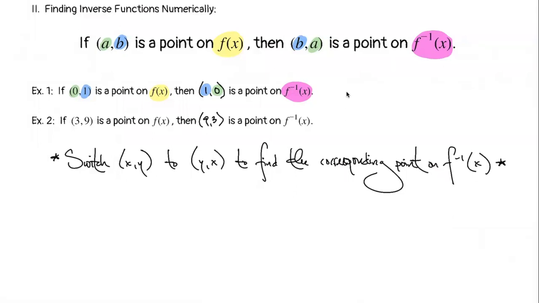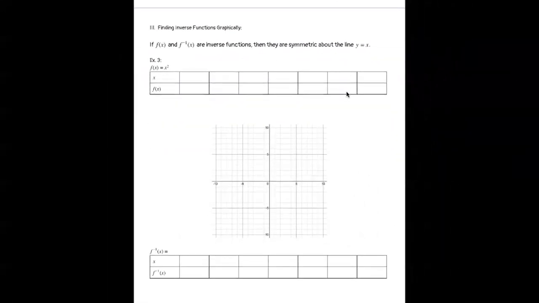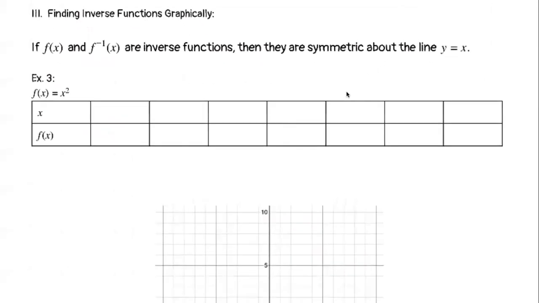All right. Now let's take this idea and let's dive a little bit deeper. Let's think about what it means to find inverse functions graphically. All right. And so let me just zoom in on the page for a moment so you can see where we're going. What we're going to do is take a look at this function f of x equals x squared, and we're going to graph this function. And then we're going to think about what the inverse function is, and we're going to graph that as well, okay?